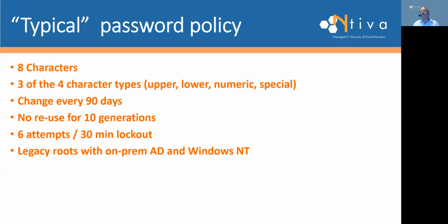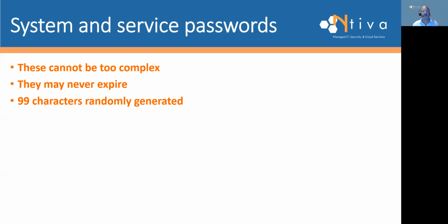Typically, 6 attempts gets you a 15-minute or a 30-minute lockout. All of this really goes back to 20 years ago, 25 years ago, when you had a Novell server or you had a Windows NT server. And these were kind of the defaults, and it's what everybody has been using for a while. And obviously the threats have changed considerably, so don't use something that's been around for 20 plus years.